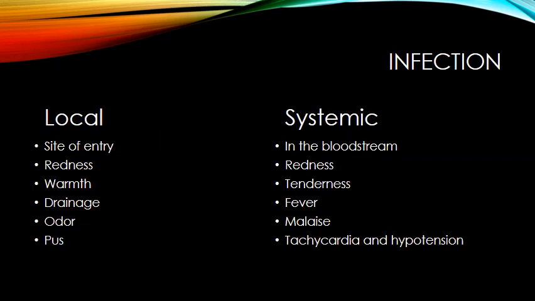Okay, infection. Local versus systemic. Local is an infection at the site of entry, where the IV is actually in. Systemic is when it's in the bloodstream. With a local infection, you're going to see redness, warmth, pus, odor, drainage. With systemic infection, and when I say systemic, I'm talking septic here, you have microorganisms that have invaded your bloodstream through that IV site.